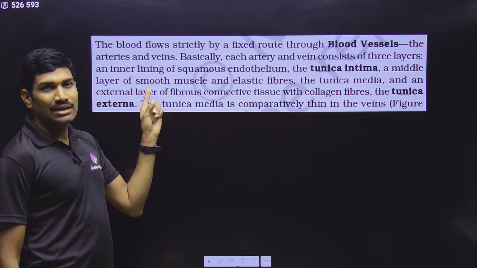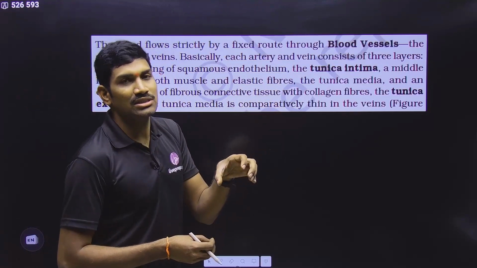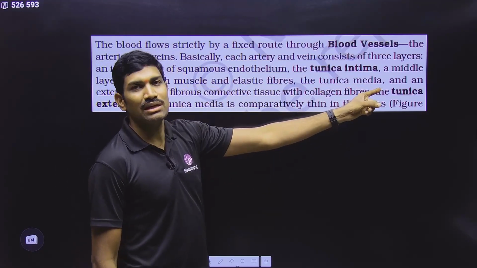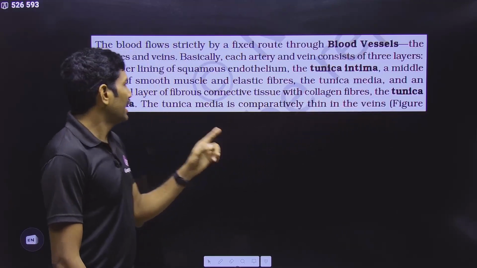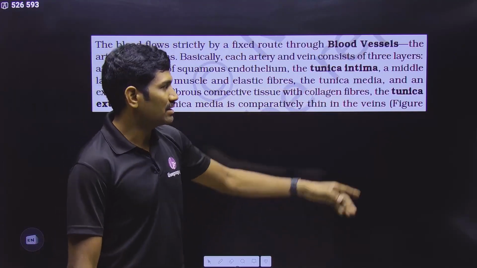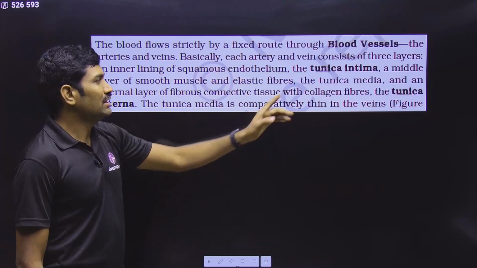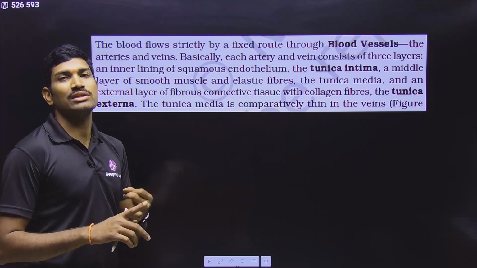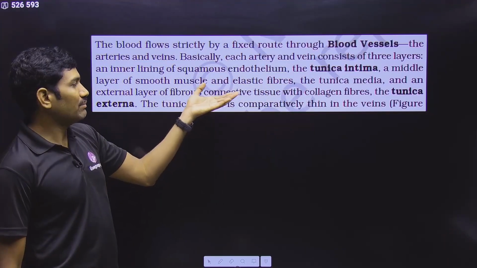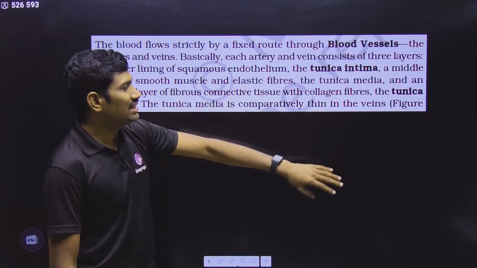And then a middle layer that is made up of smooth muscles and also has some elastic fibers. That's why when the blood volume is increased, they can stretch a little bit. So in this way this is useful. It has elastic fibers and also smooth muscles, and this middle layer is called tunica media. Media is the middle. And an external layer that has fibrous connective tissue, mainly collagen fibers, is called tunica externa. Please remember, innermost is tunica intima having the squamous endothelium. Middle layer is the tunica media having smooth muscles and also elastic fibers. And the outermost has fibrous connective tissue rich in collagen fibers. These are the three layers. The tunica media is comparatively thin in the case of veins.